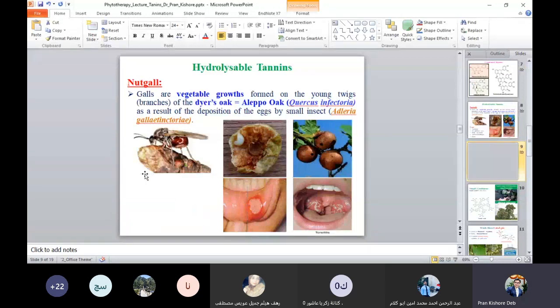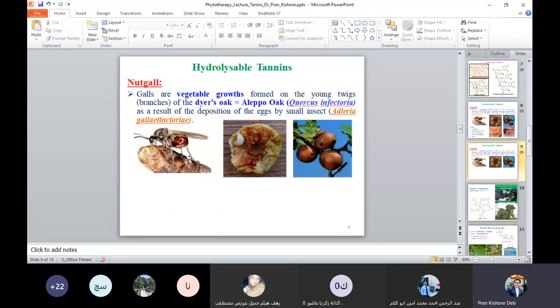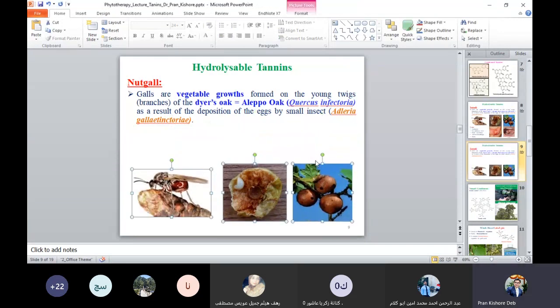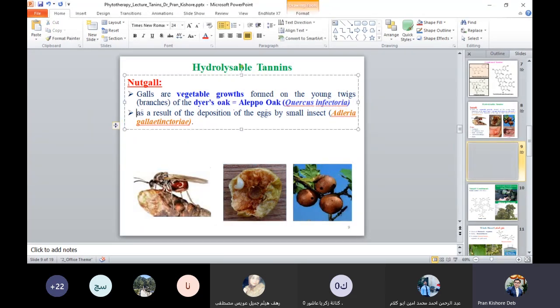So I will remove this one. Okay. So this vegetable growth, you can see the vegetable growths here. How is it formed? It is formed due to the... How is it formed?